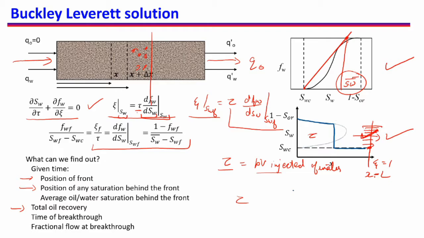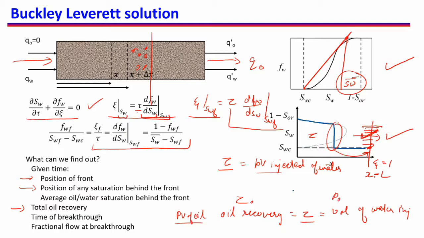So till the time this front reaches x equal to L, or xi equal to 1, the total oil recovery is equal to tau, or the volume of water injected. Because I am writing it in terms of dimensionless time, the oil recovery will be the pore volume of oil recovered, and this will be the pore volume of water injected.